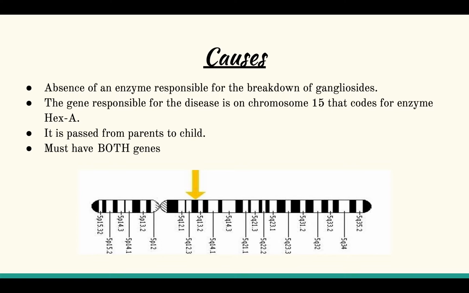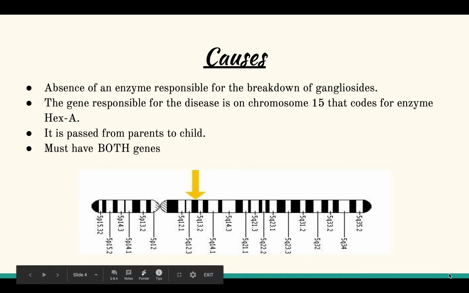So Tay-Sachs disease is caused by an absence of an enzyme that is responsible for helping the body break down fatty substances called gangliosides. In people who do not have this gene, we have this enzyme that is able to break down the fatty substances in our body and in our brain.